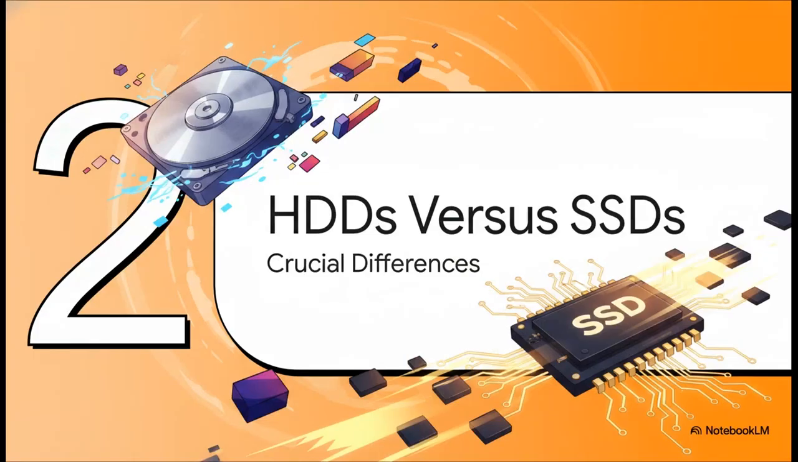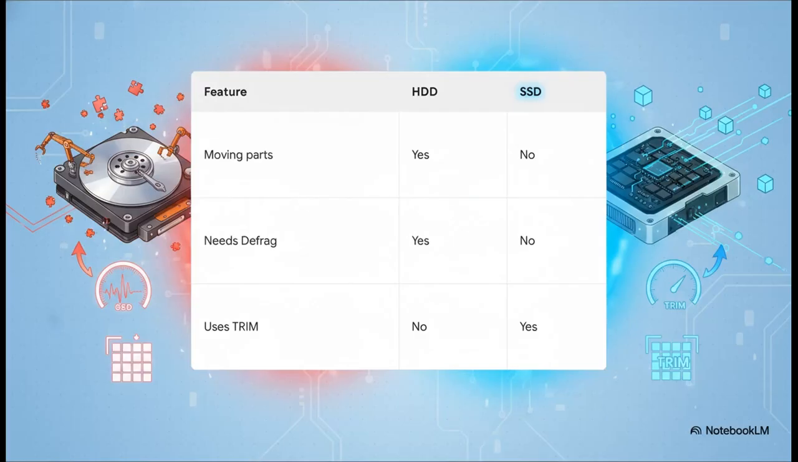Moving on to Section 2, HDDs versus SSDs explained. Okay, hold up. Before you rush off to defragment every device you own, we absolutely need to cover a fundamental difference between traditional hard disk drives, or HDDs, and the newer solid-state drives, or SSDs. As you can see here, HDDs have moving mechanical parts, which means fragmentation heavily impacts their speed. So defragmentation is a necessity.